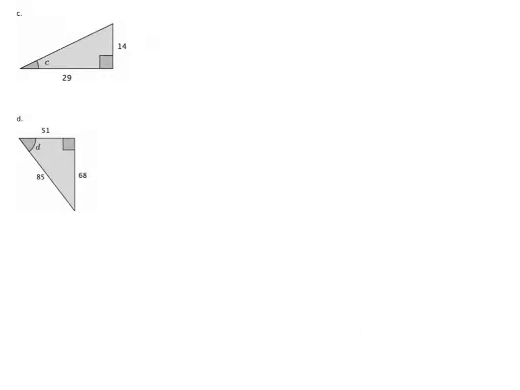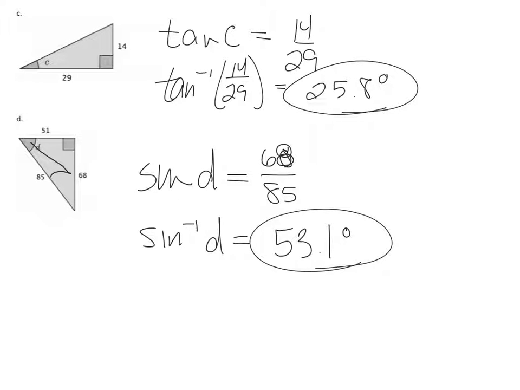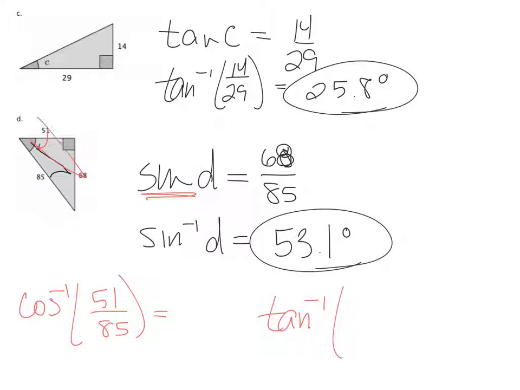Okay, why don't you guys try these two on your own, and then check your answer in a sec. Okay, for part C, you see our answer is 25.8 degrees. For part D, I used sine. You could actually use cosine or tangent. So I would have cosine is 51 over 85, so it would be cosine negative 1. You get the same answer. Or arctan, which would be opposite over adjacent, 68 over 51, and you would get the same answer. Okay, I just picked sine for some reason.